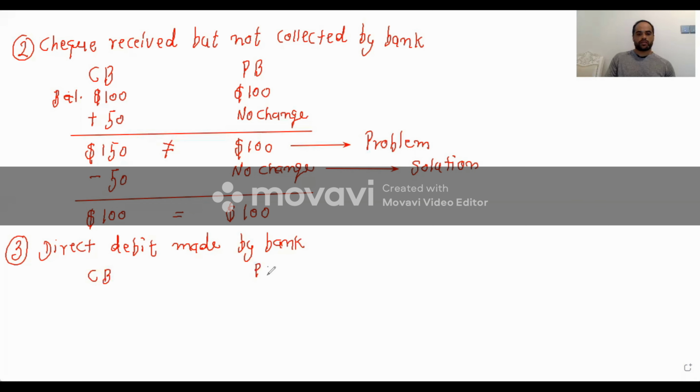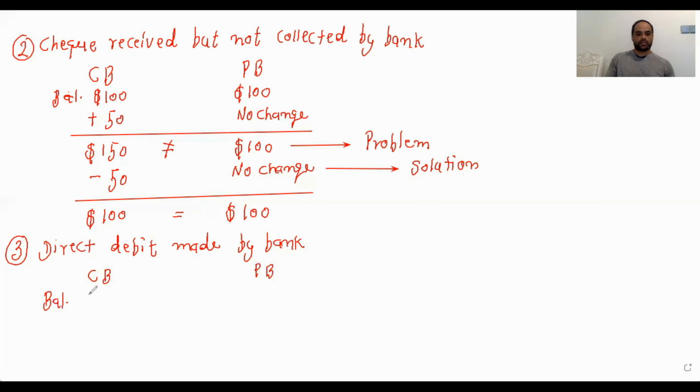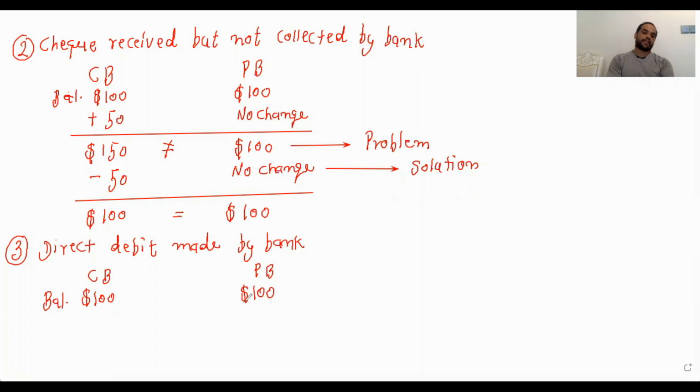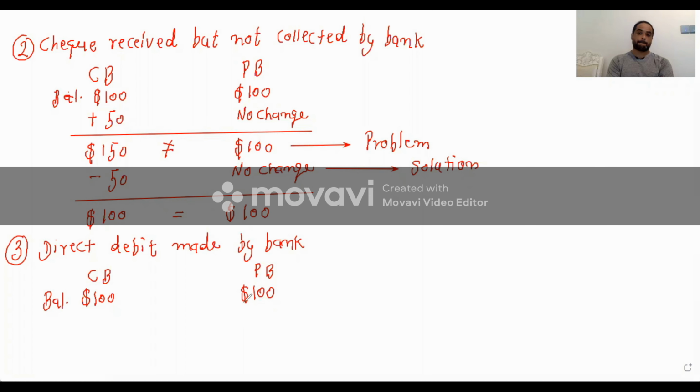Cash book, passbook, taking the same example, let's say your balance is $100. Here also $100. So the event was direct debit made by bank. So direct debit made by bank means your bank account will increase or decrease. Can you tell me? If I say my bank account is debit, it means my bank account increases or decreases. Tell me.